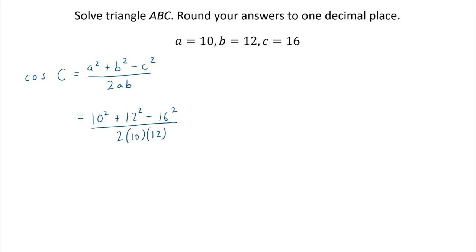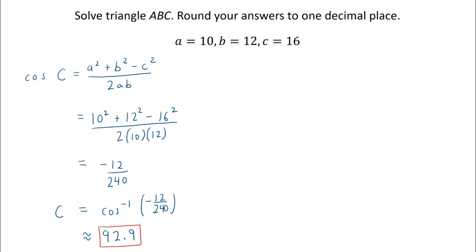which gives us cosine of C is equal to 10 squared plus 12 squared minus 16 squared, all of that over 2 times 10 times 12. Using our calculator, we quickly find that that's equal to negative 12 over 240. Now let's use the cosine inverse function to solve for angle C. So we have C is equal to inverse cosine of negative 12 over 240.